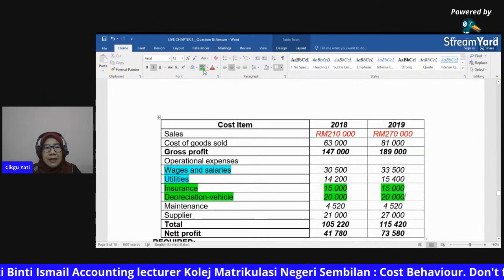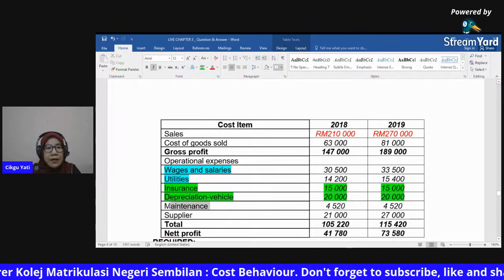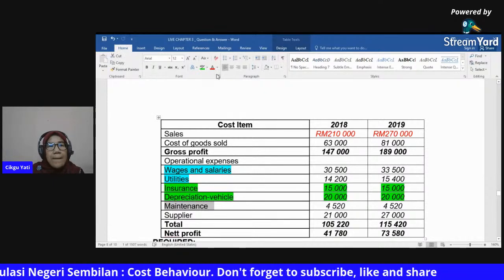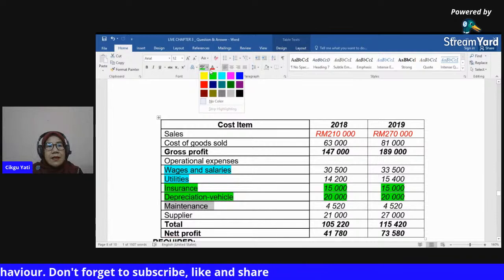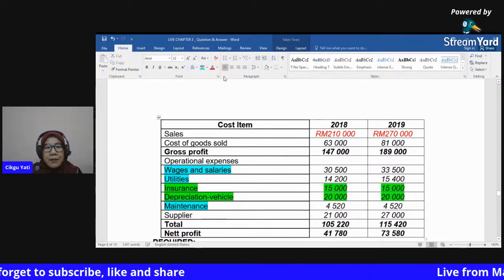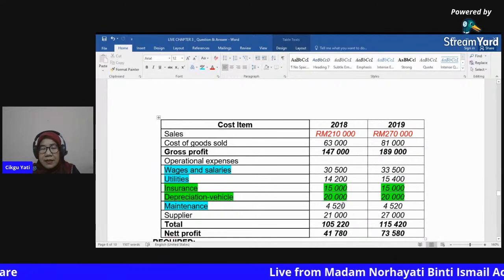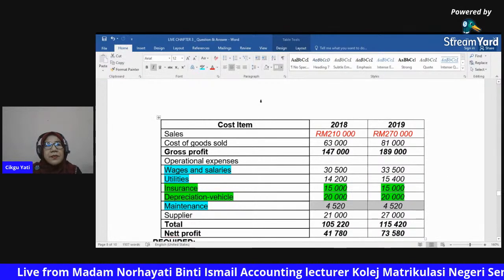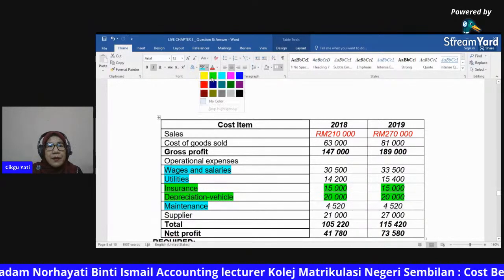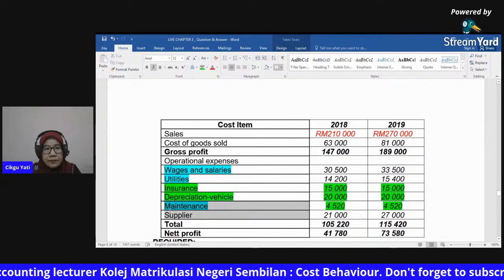Okay, maintenance. This one you have to calculate whether it is variable cost or mixed cost. So I just put it in blue color. That means we have to calculate, because you can see the amount increases, the cost increases. No, this one is still the same. So this one represents fixed cost.